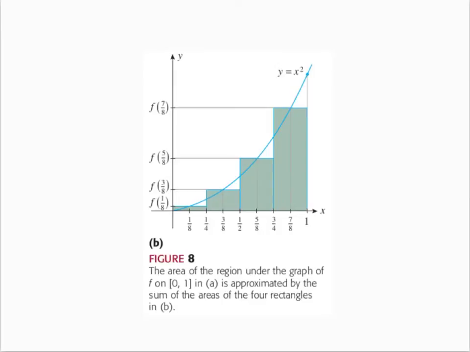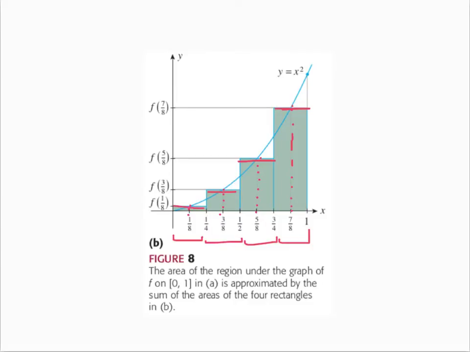Here's one way to break up that area underneath x squared, that region R, into 4 rectangles. In this case, the subintervals are all 1/4 in width. And what we've done is we've taken the midpoint of each of those subintervals and used that function value to figure out the height of our rectangle. We use the midpoint of each subinterval to find out the height of our rectangle, and then we go ahead and draw that rectangle.